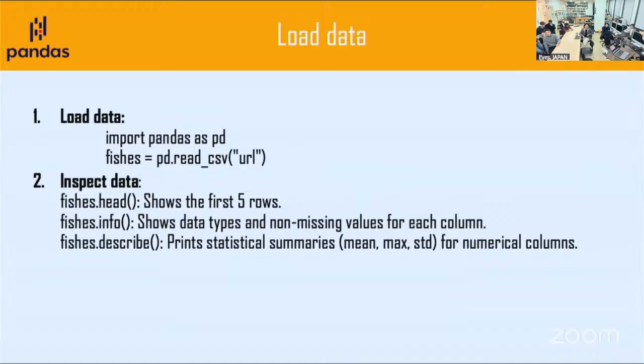So you will know if it's an integer, you can have different data types, because info shows the data types and the non-missing values for each column. Okay, and describe prints the statistical summary, the mean, the max, the standard deviation, for the numerical columns. So if you have 0.5, everything, you will get all this data.